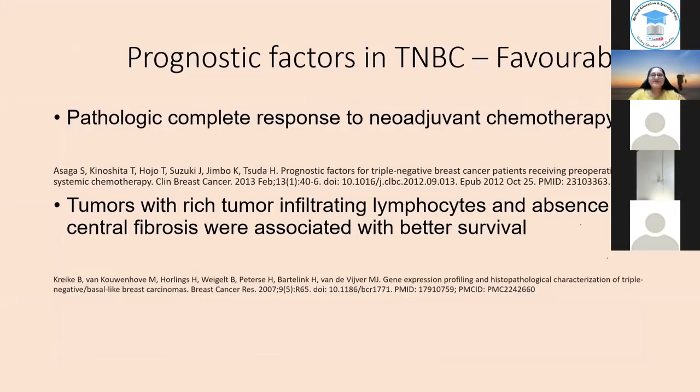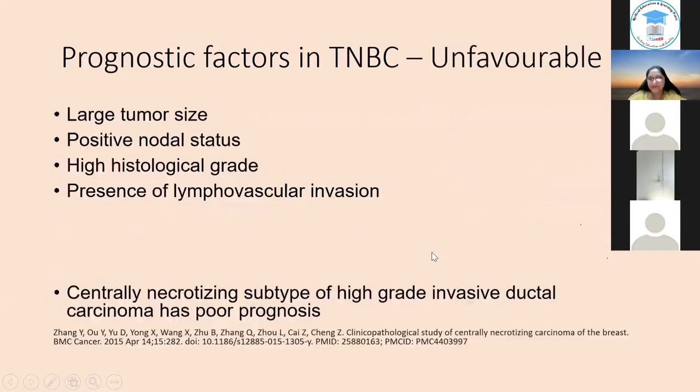So the prognostic factors of TNBC, as I told you, TNBC has an unfavorable outcome. It is an aggressive tumor. It has a poor prognosis. But one factor which has a good prognosis is TILs. So the tumors which are rich with TILs, that is tumor infiltrating lymphocytes, and no fibrosis, are associated with better survival. The unfavorable factors: large tumor size, large N, high histological grade, and presence of LVI, that is lymphovascular invasion. Okay, and central necrotizing subtype of high-grade IDC also has poor prognosis.